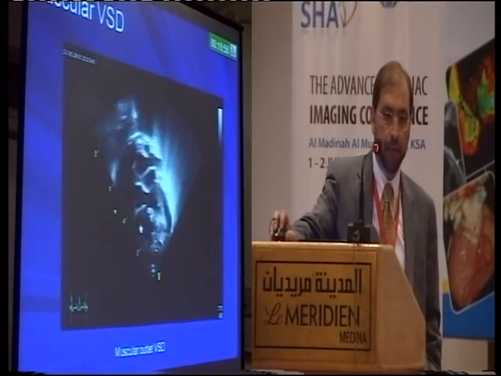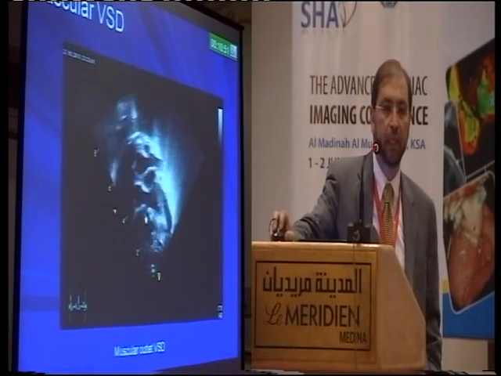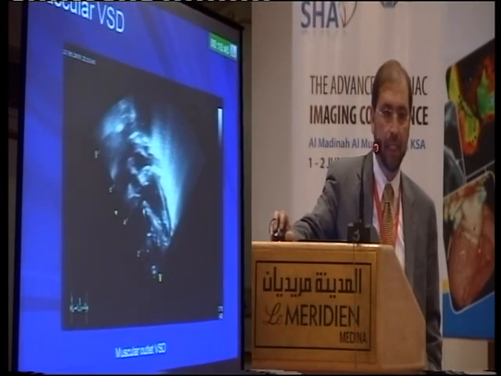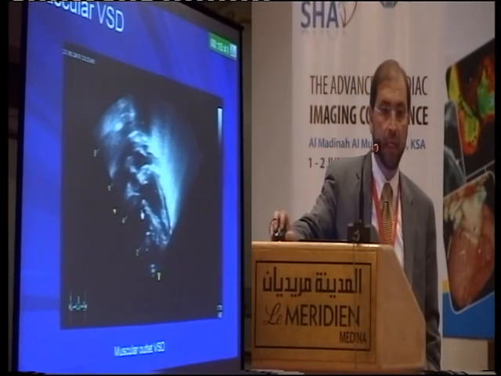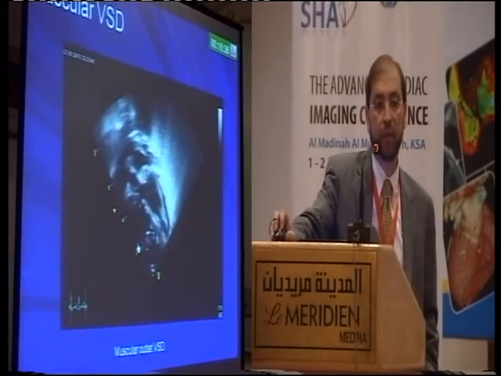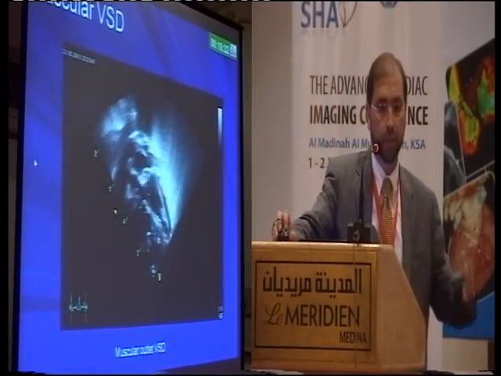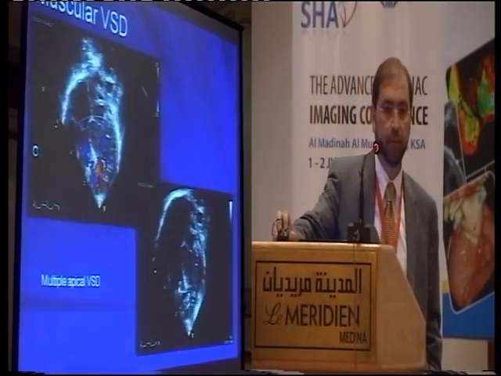Another example here, if you tilt your transducer and you tilt your hand anteriorly, you will be able to show the outlet muscular septum. So this patient has an outlet muscular VSD. Be careful about that because sometimes it gets confused with malaligned VSD. And probably those two are a spectrum, and you can have VSDs in between.